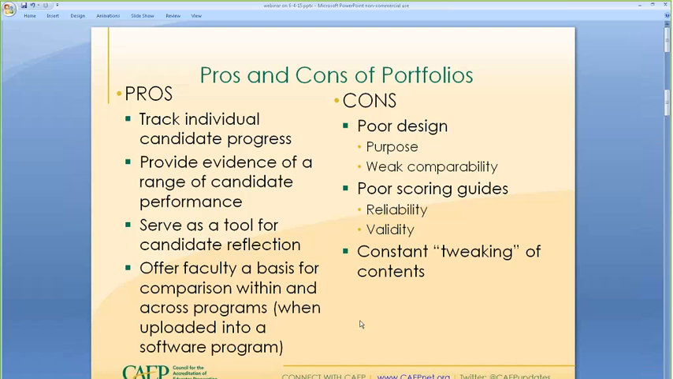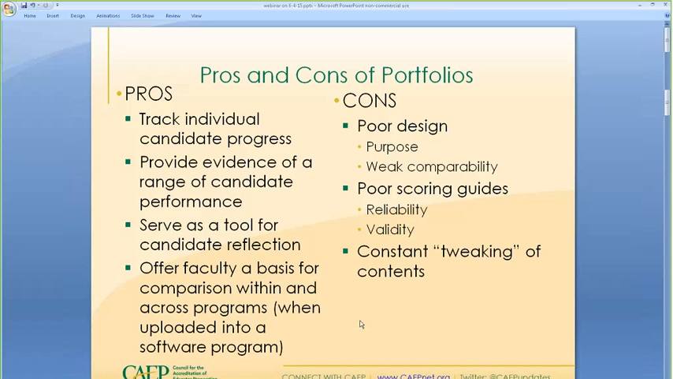However, from CAPE's perspective, there are some downsides about portfolios, and some of the downsides have to do with poor design. For example, the purpose of the portfolio: is it a file drawer for everything that candidates collect during their preparation programs, their best examples from each course, and they throw it into the electronic portfolio, and then at the end they sort of wrap it all up by reflecting on all that collection?